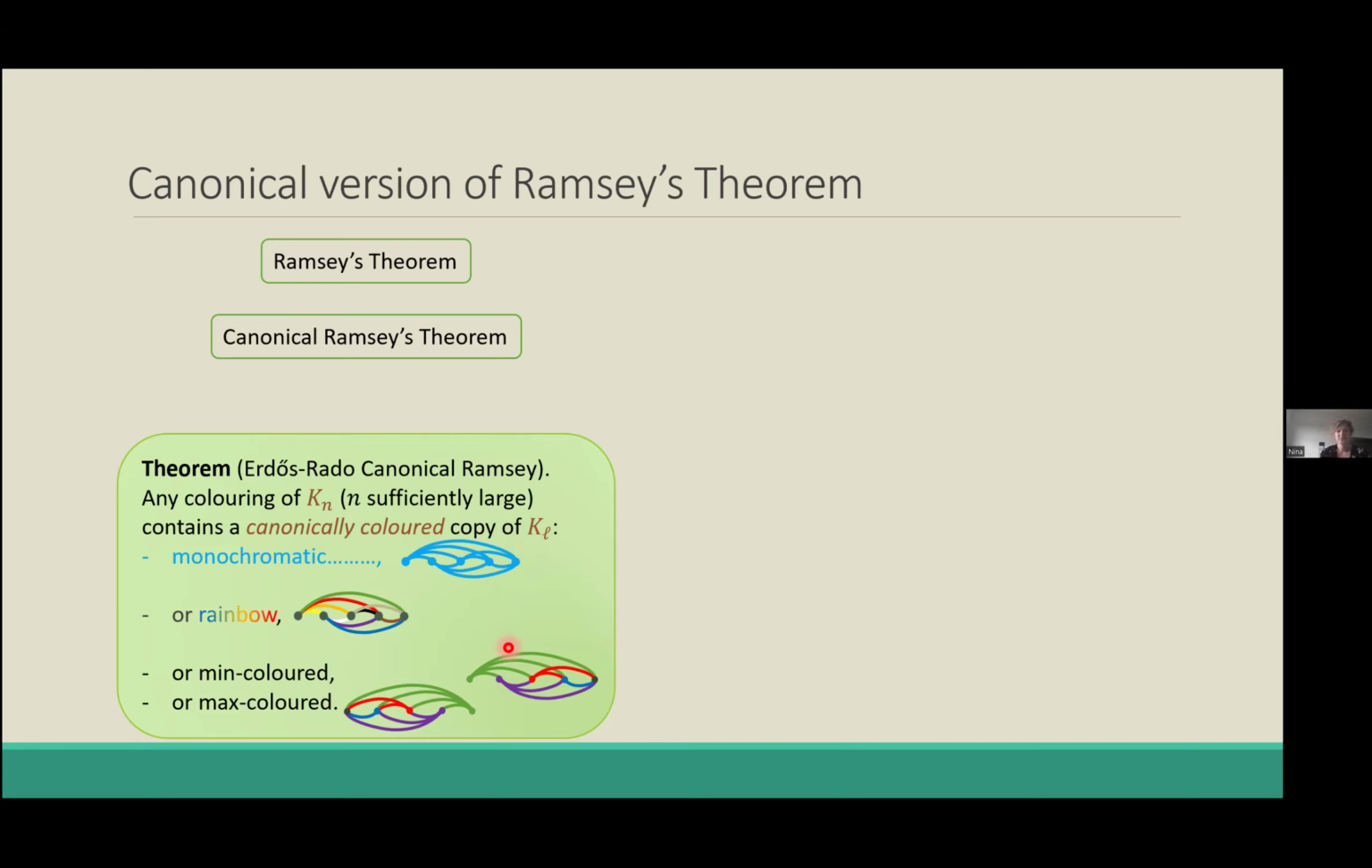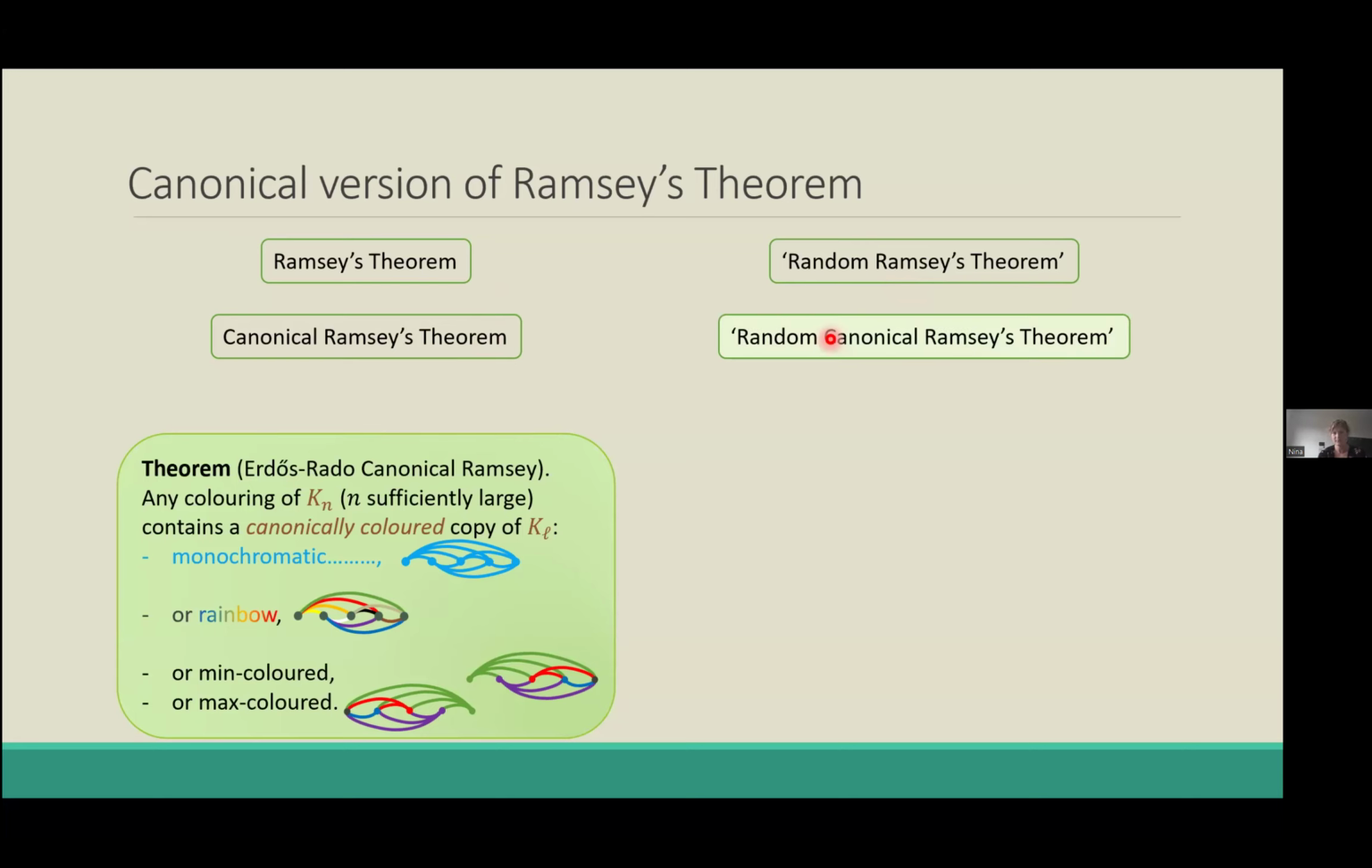Okay, so we saw that Ramsey's theorem has its variant for random graphs. And now Matthias and I and some authors earlier were interested in when can we extend this canonical version of Ramsey's theorem to random graphs. So what would this statement look like?